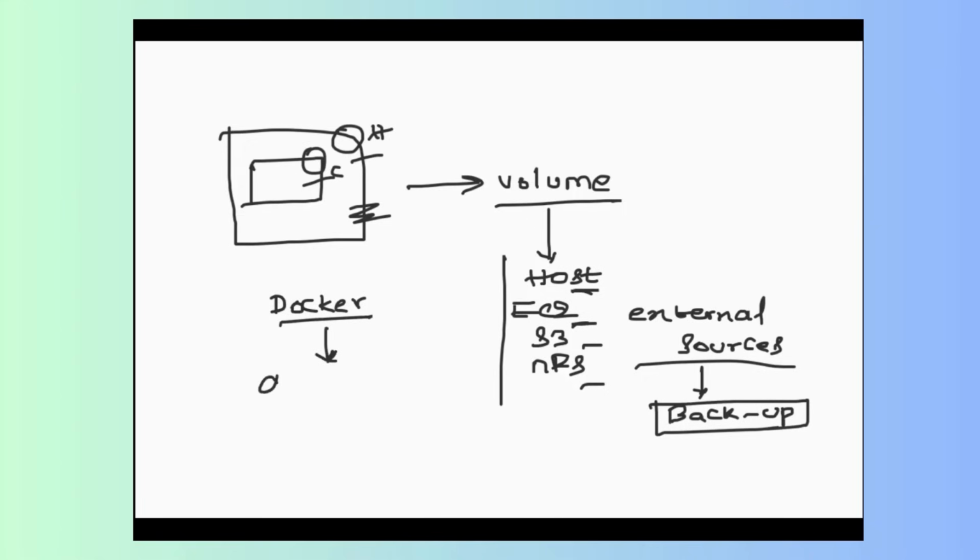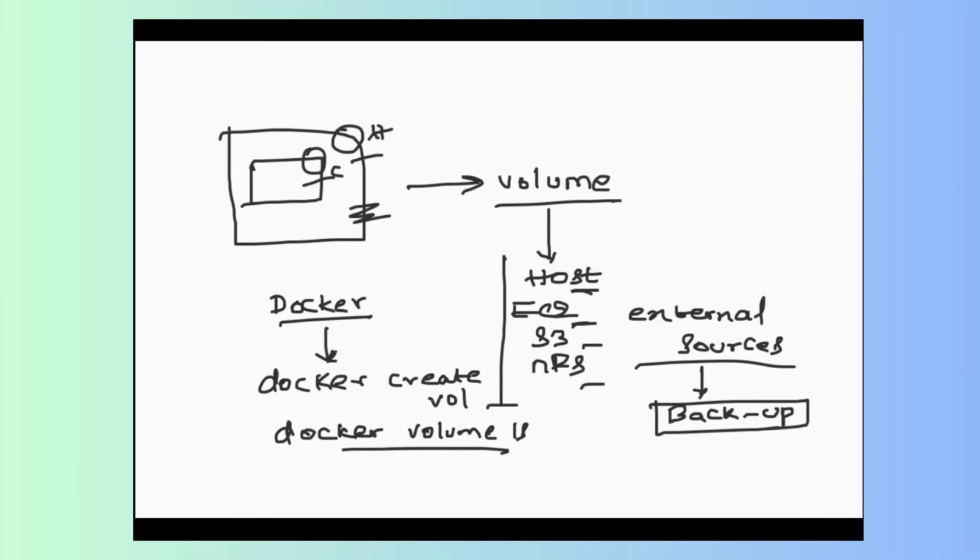So you already know that whenever we are creating a container or something, we use the Docker CLI. Similarly, whenever we are creating a volume, you can simply say docker volume create followed by the volume name, or you can also say docker volume ls to list the volumes. So you are making it easy for the users using the Docker CLI itself.